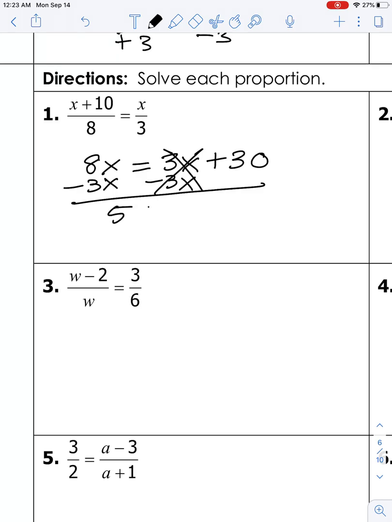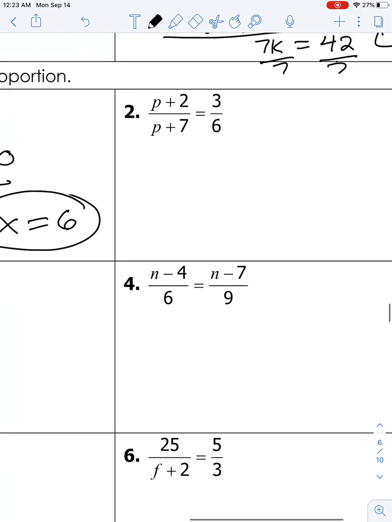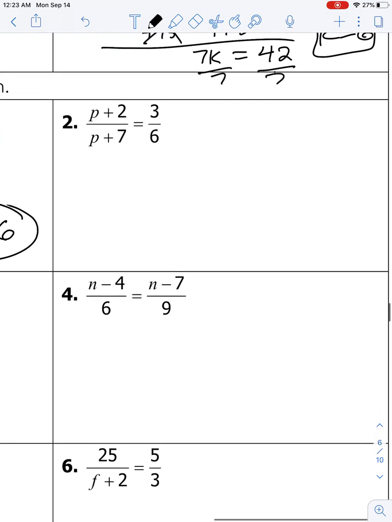That cancels out. I get 5x equals 30. Divide by 5, and x equals 6. And that's your answer. All right, on to the next one.